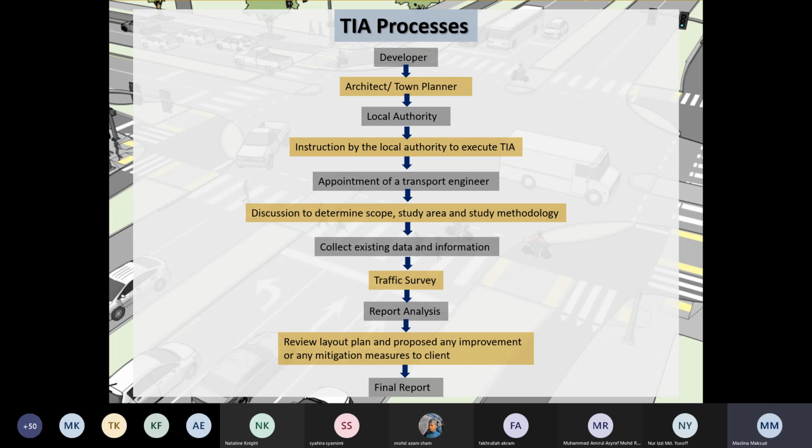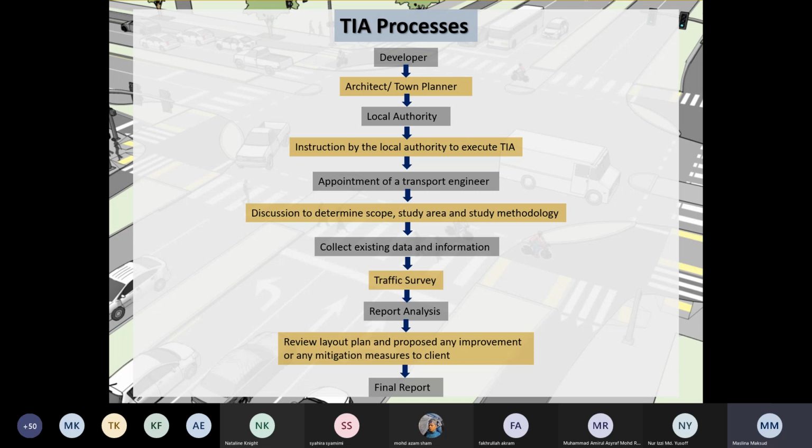So after we are done with the data collection, after we are done with the traffic count, we will start the report analysis, which includes the calculation, and we will also run a traffic simulation software to get the result of the level of service of our surrounding road network, the delay of the intersection, and the queues of the vehicle at the intersection, for example.